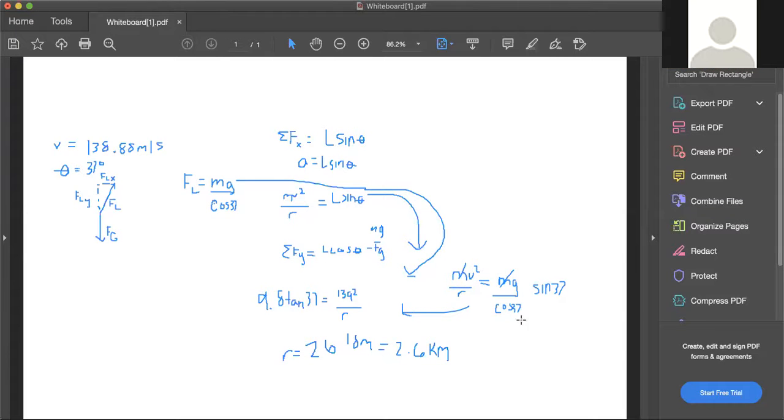All right, and then we took this equation with the force of the lift, and then what the acceleration was, and we plugged the force of the lift into the acceleration equation. Then we got gravity times the tangent of theta is equal to the velocity squared over r, and then we found that our radius is 2.6 kilometers.